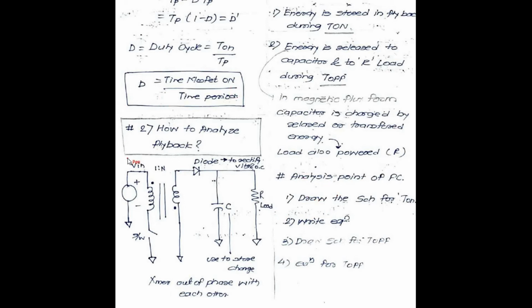First I will elaborate the total single line diagram of your flyback converter. The flyback converter consists of three components. The first component is your inductor, which is a coupled inductor. The second is your diode, and the third is your capacitor. This is your load side, and this is your input side. So the flyback mainly consists of just three components: inductor, diode, and capacitor.